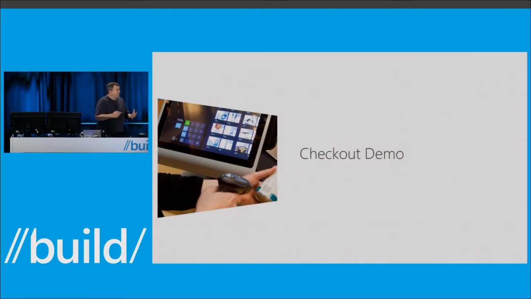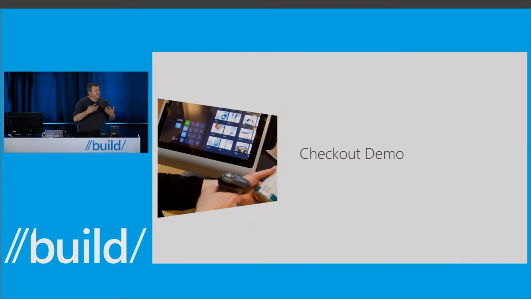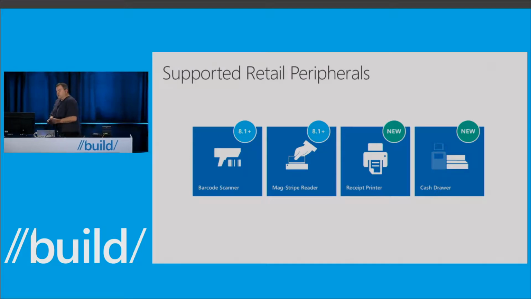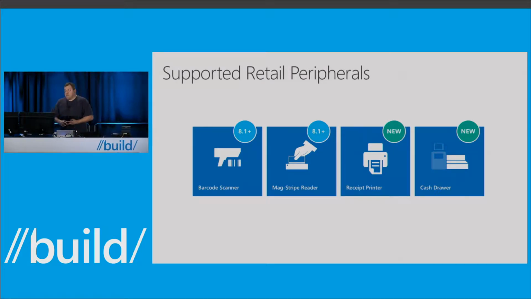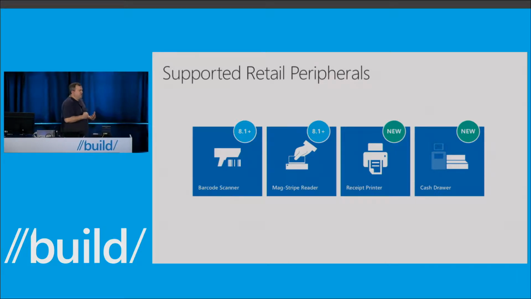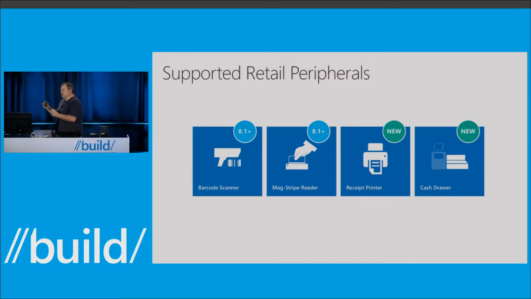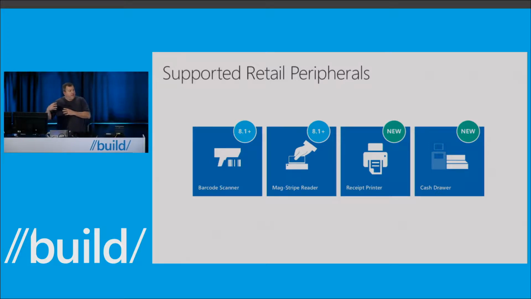Now I'll go through some of those peripherals and the new features that we've added inside Windows 10. I talked about the fact that we supported Barcode Scanner and Magstripe Reader. We did that for Windows 8.1. Now we're adding the receipt printer and the cash drawer, and we will be working closely with our partners Ingenico and Verifone to enable UWP apps to build against pay stations, as a separate item that these modern applications will be able to talk directly to.